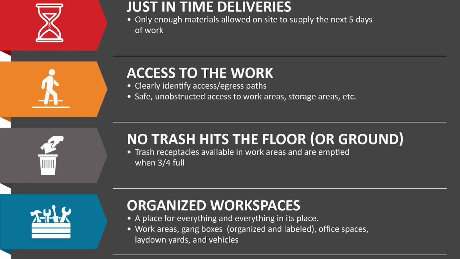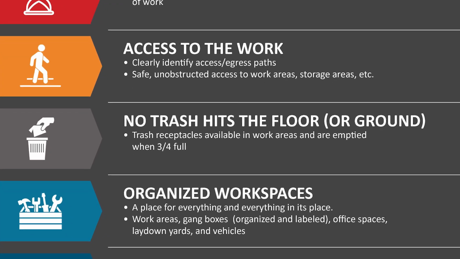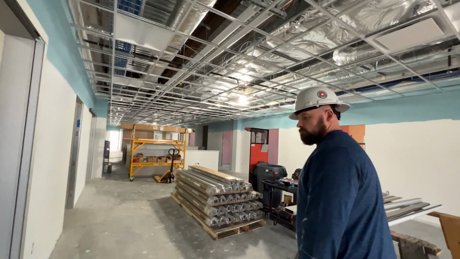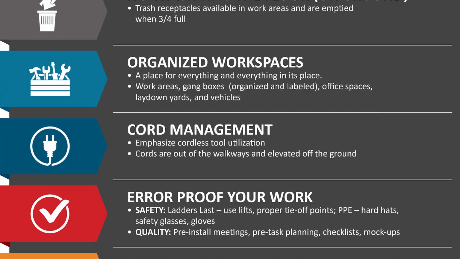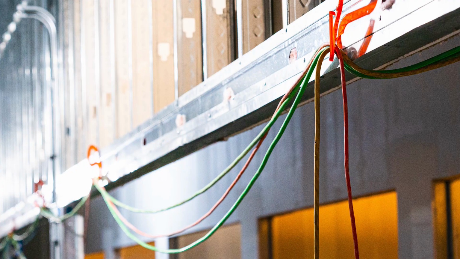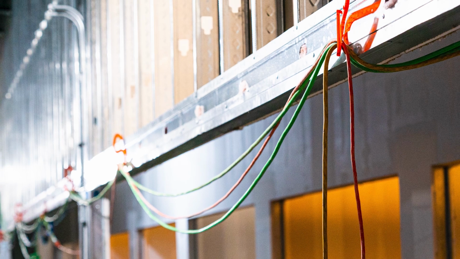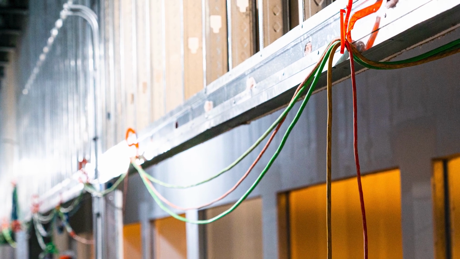We talk about no trash hitting the floor or ground. We make sure there are gondolas and trash barrels throughout the job so that we don't have trash cluttering the production line. And we talk about our cord management, again, just keeping things up off the floor, keeping it safe, keeping it clean, keeping organized workspaces.